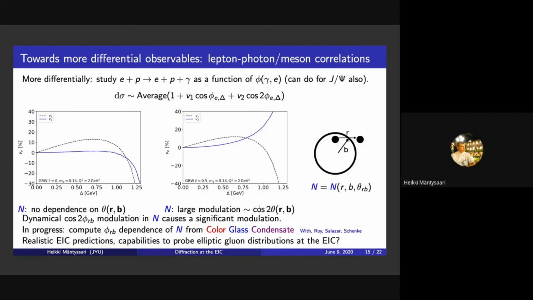So in this project, we are seeing how large signals you can expect to see at the EIC, and then how well you can actually constrain something like the elliptic gluon TMDs or the Wigner distribution at the EIC. But yeah, this is still a work in progress.